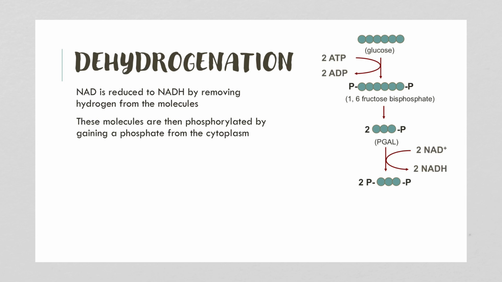Our next stage involves dehydrogenation. So the 2 molecules, the PGAL, phosphoglyceraldehyde, are being oxidized by giving up hydrogen to NAD to make NADH. So NAD is reduced to NADH by removing hydrogen from each of those molecules. Those molecules, now that they've lost their electrons and the hydrogens, are then phosphorylated by gaining a phosphate from the cytoplasm. And that's sometimes called substrate level phosphorylation.